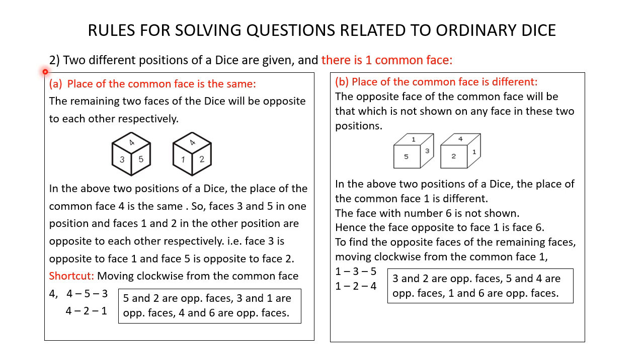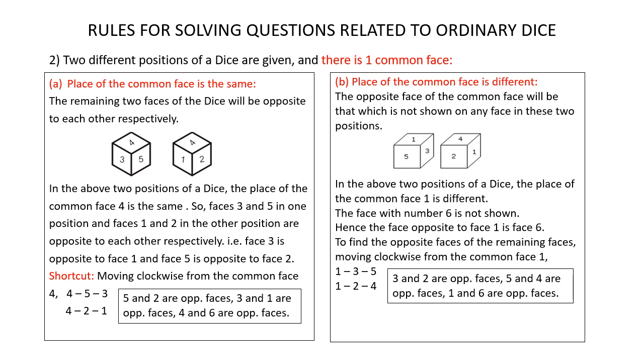Let's now look at rule number 2. Rule number 2 is for finding the opposite faces when two different positions of a dice are given and there is one common face. Now under this rule there are two cases. The first case is when the place of the common face is the same. The second case is when the place of the common face is different.